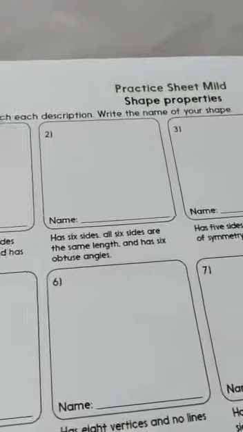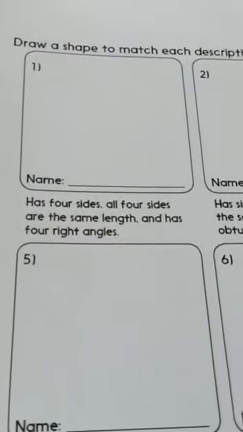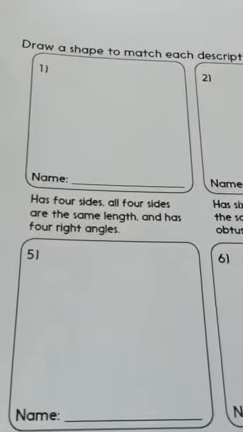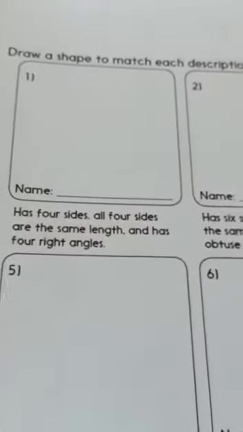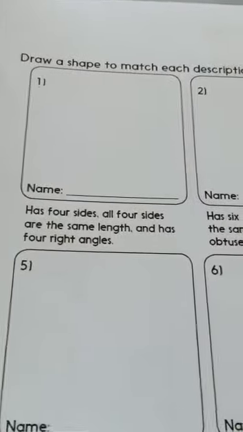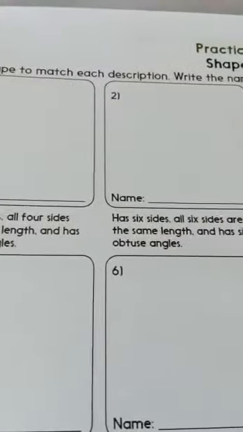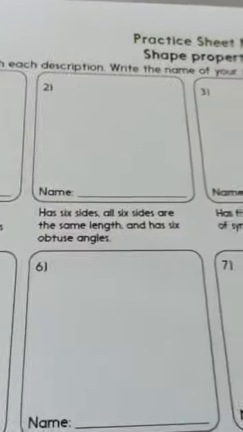Okay, so for the main activities, you're going to look at the practice sheets. You've got the mild shape properties. Read carefully the descriptions and see if you can draw it in the space in each box and putting down the name of the shape. Okay, look at all the properties.